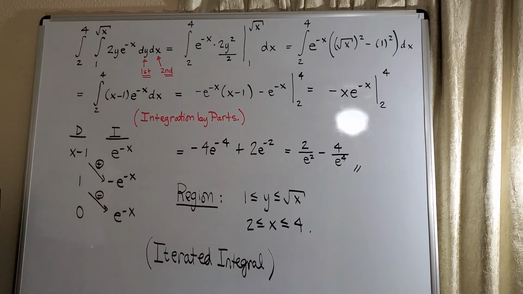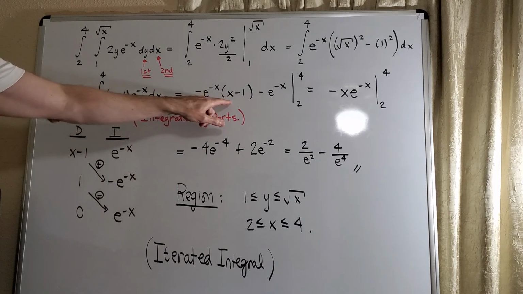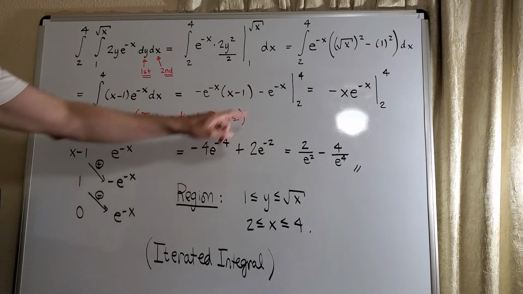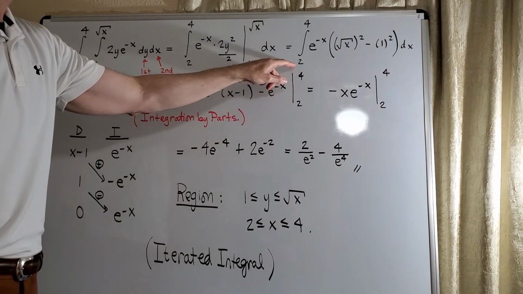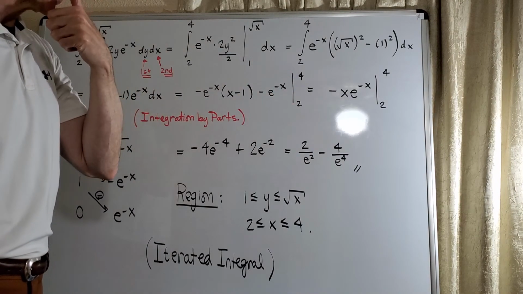And now following the theorem for integration by parts and noting the alternation in sign, as we multiply here, we get a negative e to the negative x times x minus 1 minus an e to the negative x. And then again, using the fundamental theorem of calculus, we must evaluate upper limit 4, lower limit 2.